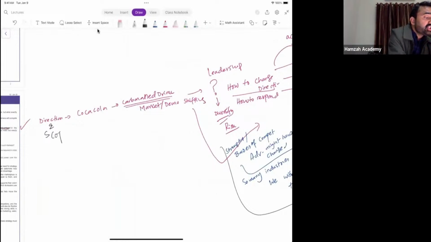Direction and scope of the business. What is scope? Like a fast food brand that sells burgers and fries, for example, or pizza. The scope of that brand is that it is famous for this, and it offers only lunch and dinners, for example.